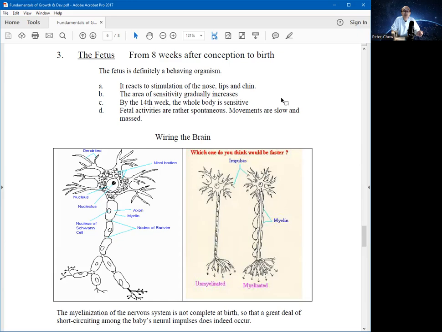The fetus can also act spontaneously, like this. It's called fetal activity. Sometimes it will kick the mother, or punch the mother. It's true. So movements are slow and massed. Massed means the whole body will move, not like moving just the fingers. No, they couldn't do that. So, for example, touching a baby's foot, of course, inside the mother's womb.